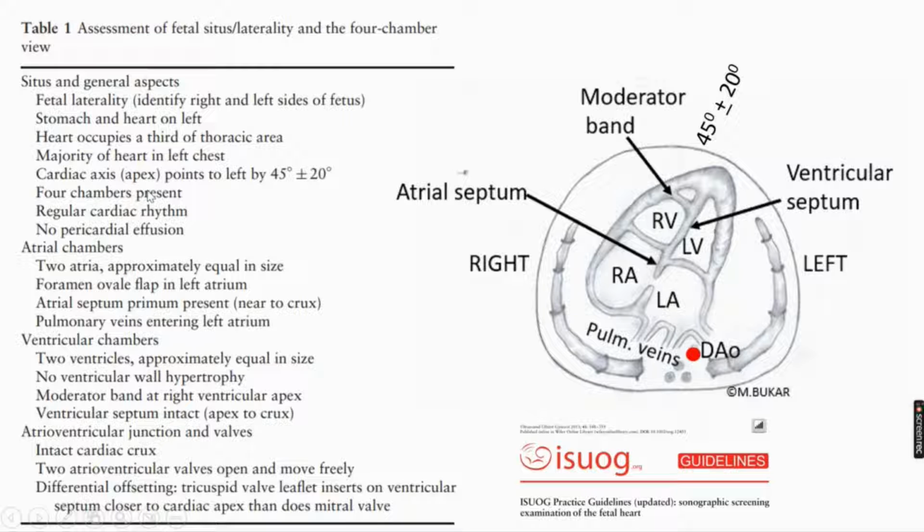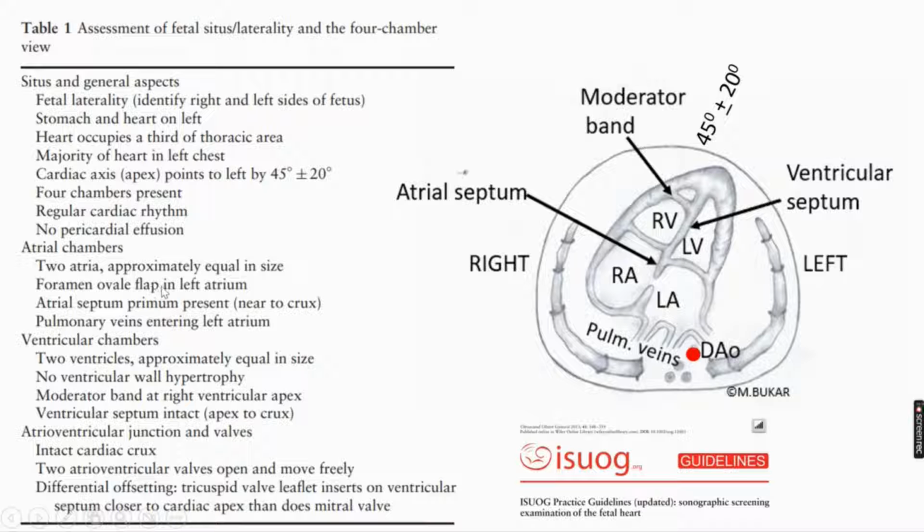Four chambers present. 1, 2, 3, 4 chambers present. Regular cardiac rhythm, we shall see that in real time. No pericardial effusion, we shall see that in real time. Atrial chambers, 2 atria, approximately equal in size.